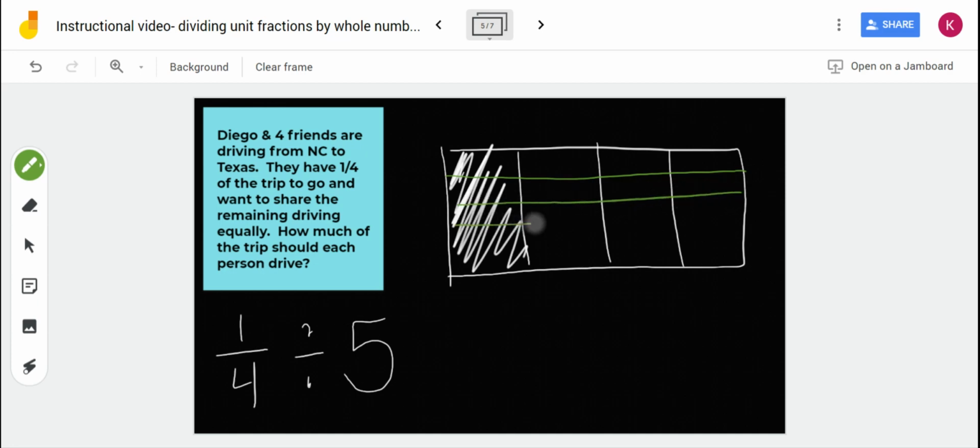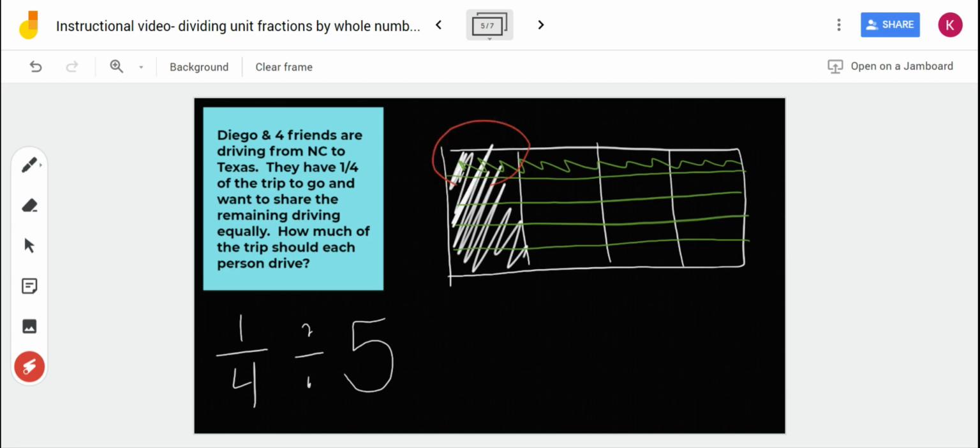2, 3, 4. Okay, there we go. So there I have 5 parts. 1, 2, 3, 4, 5. And I need to shade in 1 of those to be green. And here's where you want to look for where do your colors overlap. Here I see that I have one section that has both white and green in it. So that's going to help me find my numerator of 1.